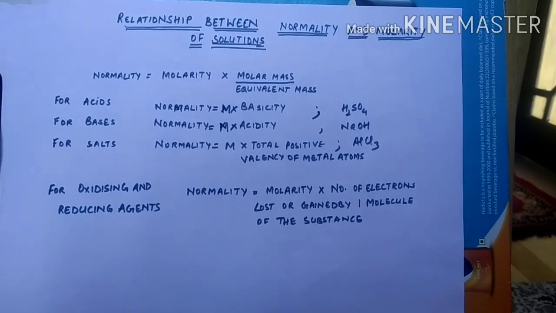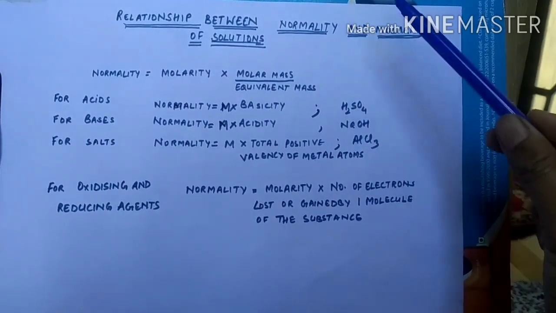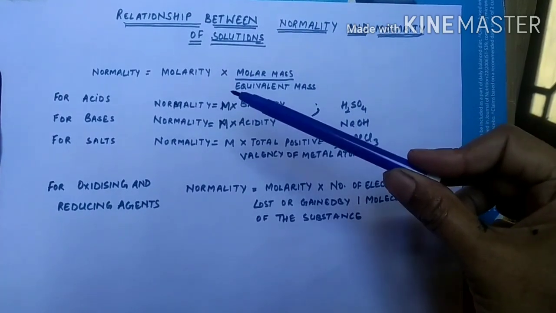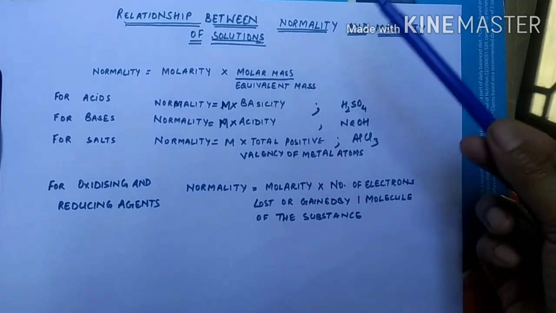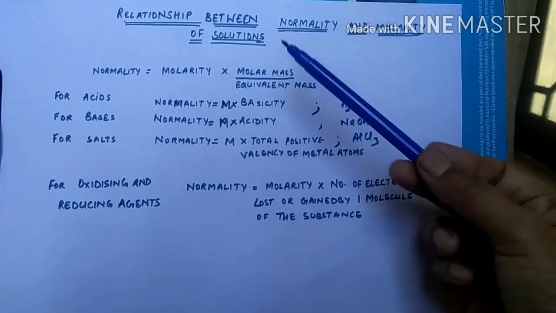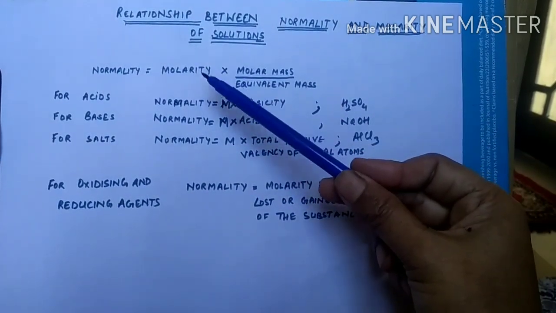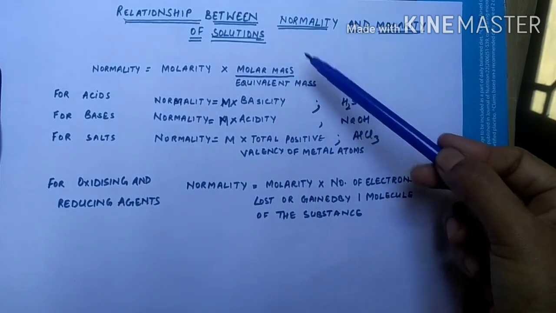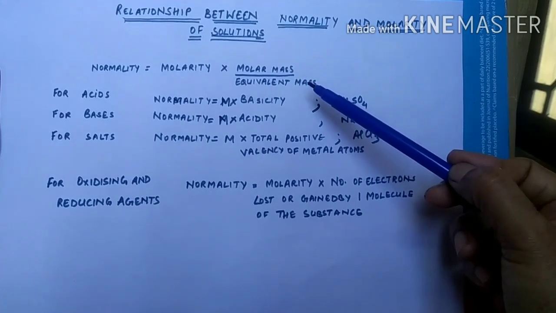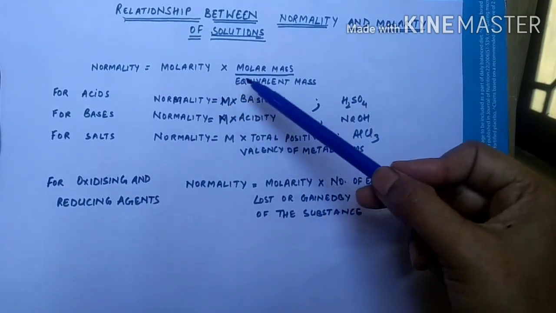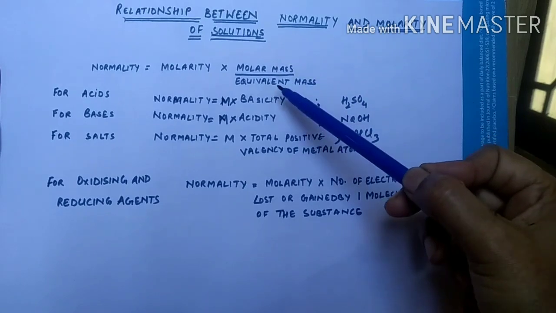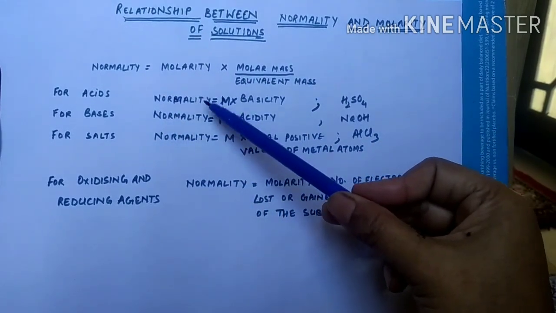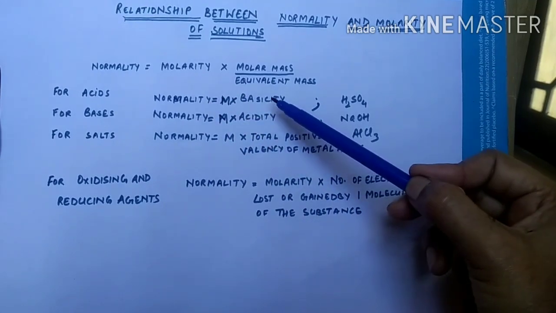We can also calculate normality from molarity of solutions. Now normality otherwise is the number of gram equivalents dissolved per liter of the solution, but if we have the value of molarity, then we simply multiply it with the ratio between molar mass and equivalent mass. So normality is molarity into molar mass upon equivalent mass. For acids, the formula becomes normality is equal to molarity into basicity.